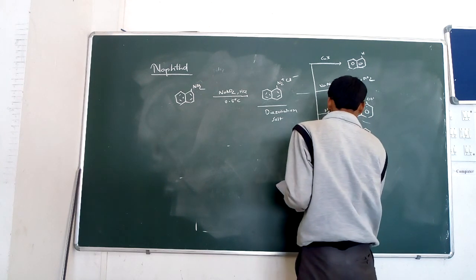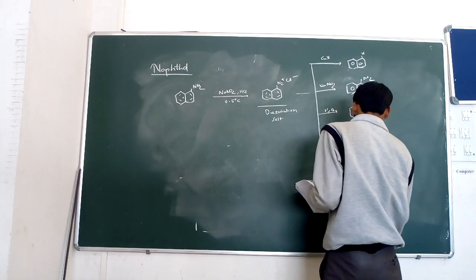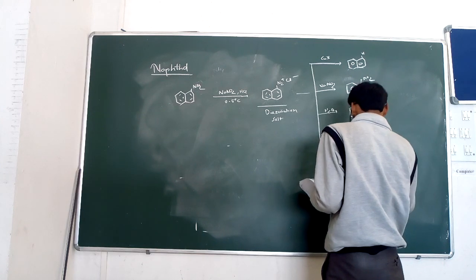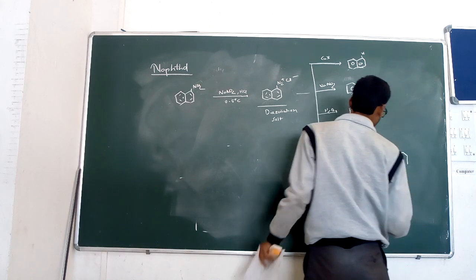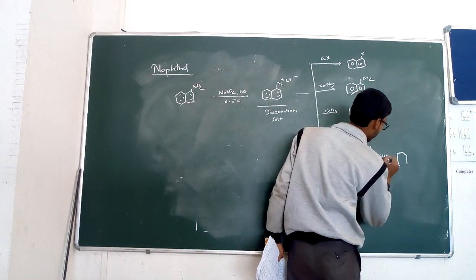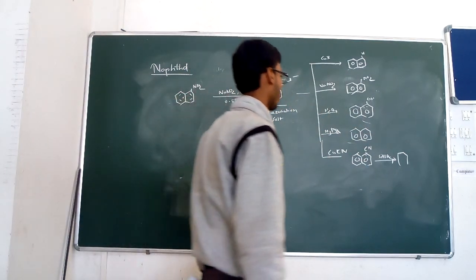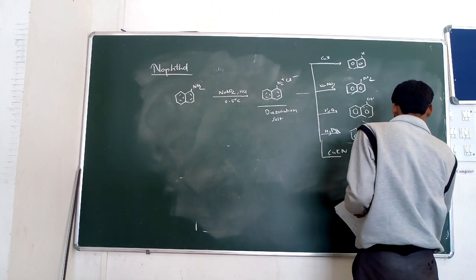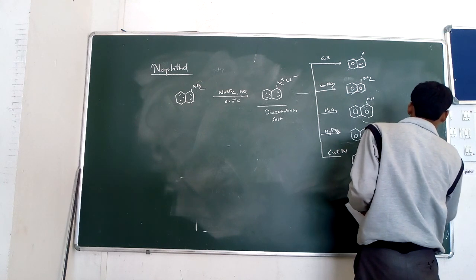And when it reacts with copper cyanide, 1-cyanonaphthalene is first formed, and 1-cyanonaphthalene is reduced with lithium aluminium hydride, a strong reducing agent. The cyanide is converted to the corresponding amine group, that is CH2NH2.